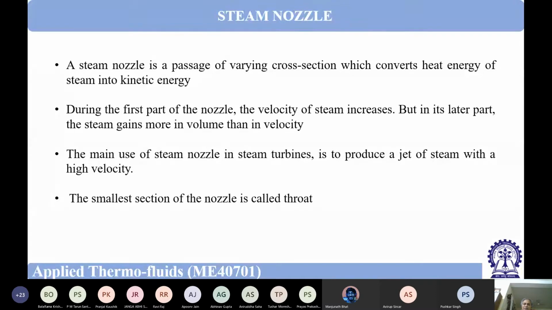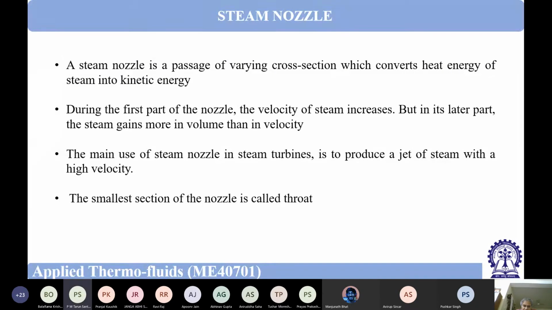And there could be a convergent divergent type nozzle. In that case, there is a small convergent part, and then there is a throat, that is the smallest area, and then there is the longest kind of divergent part of the nozzle. So in general, all the nozzles will be either convergent or convergent divergent. Does anybody know where we use a convergent nozzle and where we can use a convergent divergent nozzle? Can anybody tell me?